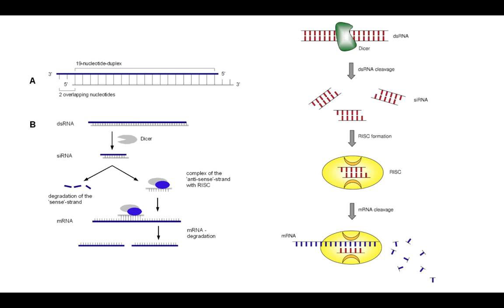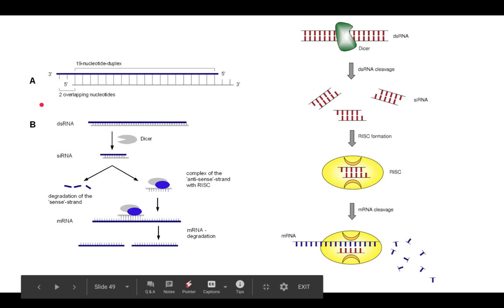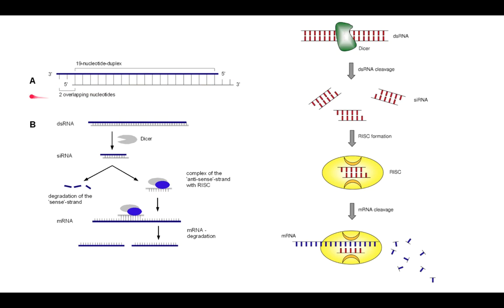I've used two different representations here. We've got our double-stranded RNA up here, and now we have Dicer, our enzyme, which will cut it to size, and this fragment here is known as siRNA. One strand will be used by RISC. The other strand, we'll talk about what happens with that later.